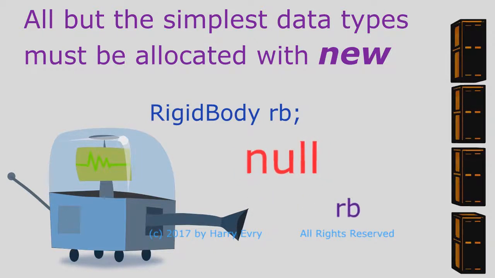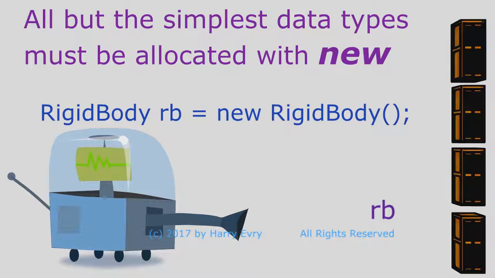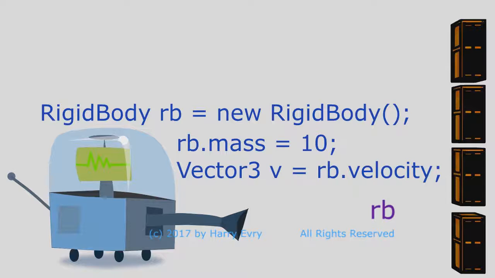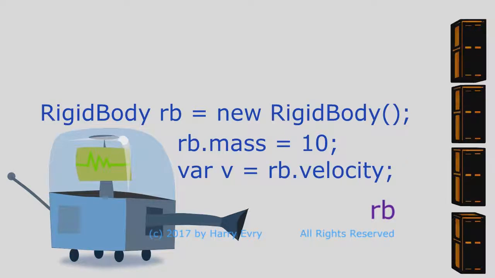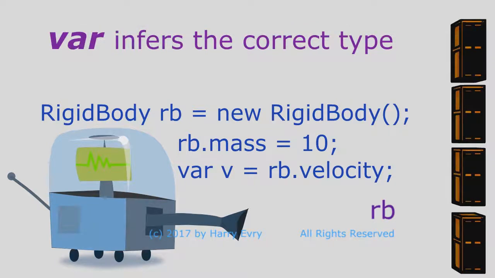Adding the phrase new Rigidbody, we are instructing the compiler to actually attach and allocate memory to that value. Now we can access its elements. Here we use the dot operator to set the Rigidbody's mass equal to 10. Then we look at the Rigidbody's velocity and store it into a new Vector3 called v. Notice how I've replaced the Vector3 with the more generic keyword var, asking the compiler to infer from its value what type of variable might best hold it.